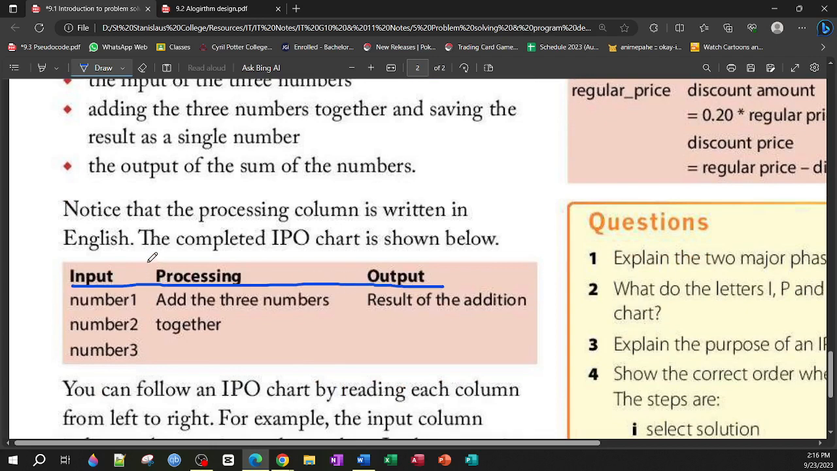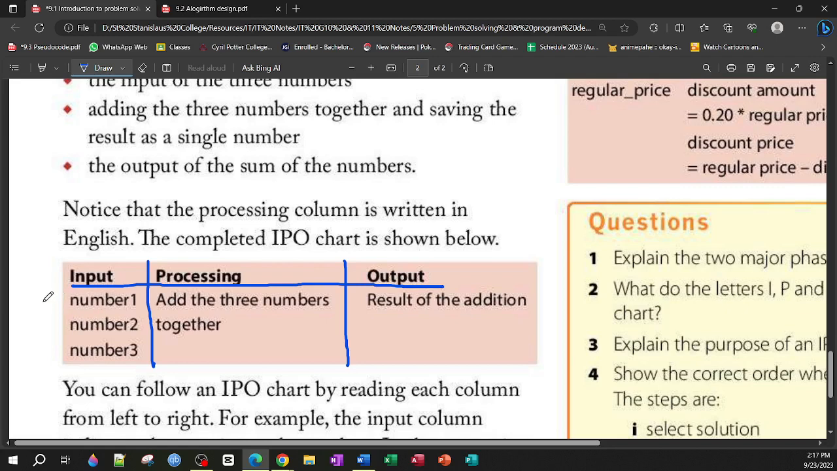So I'm just going to draw in the lines so that you can see it's an actual table, a three-column table. You have the input column, the processing column, and the output column. Now, later on, we're going to learn about how we store data. That's going to be in the next chapter.